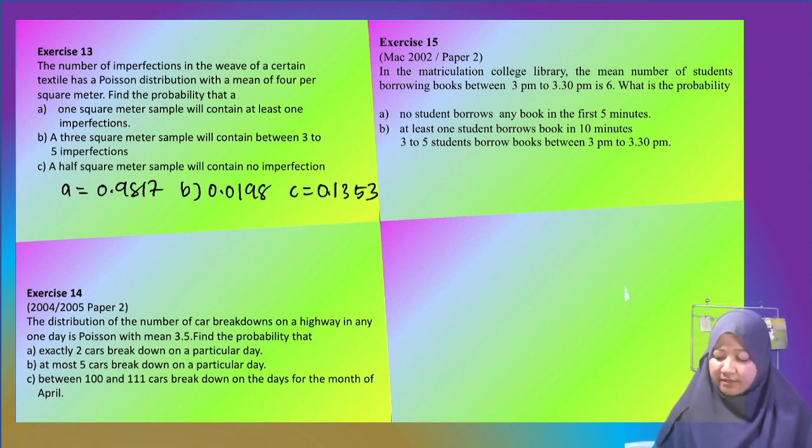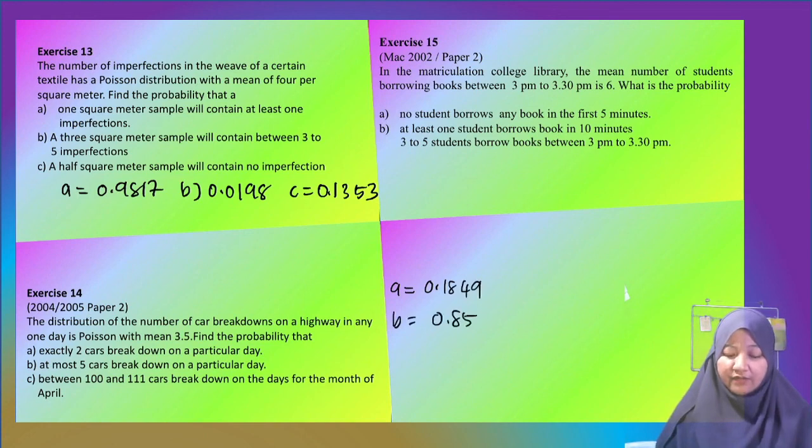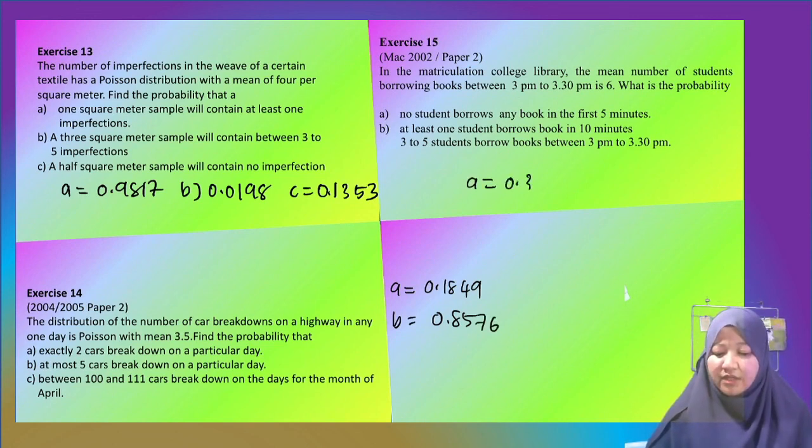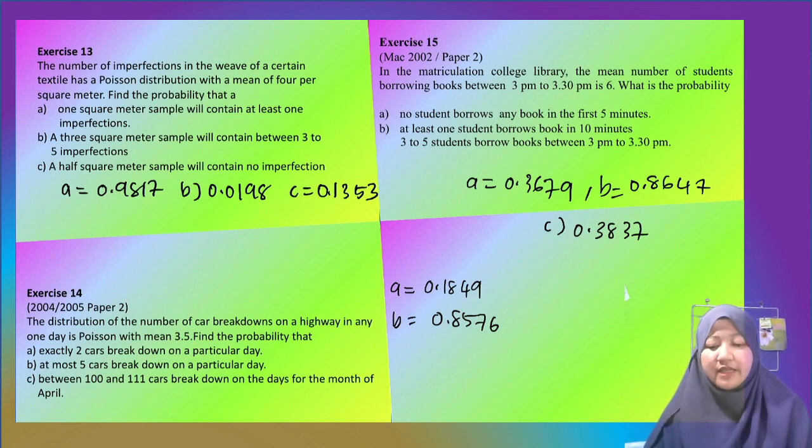Okay, exercise 14. A is 0.1849, B is 0.8576. For this exercise, A is 0.3679, B is 0.8647, and C is 0.3837. Okay, please do it for yourself, okay, to get to practice, ya.